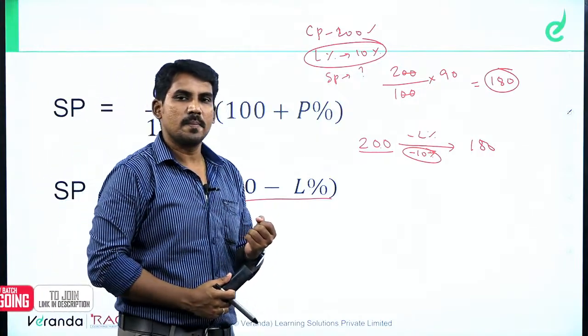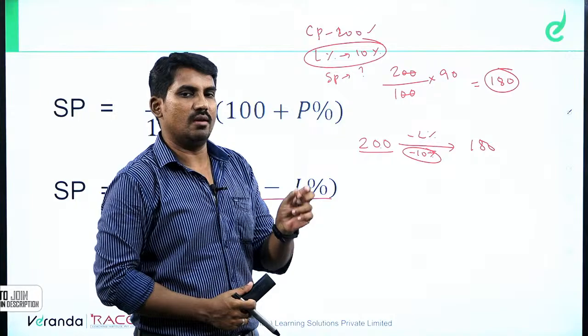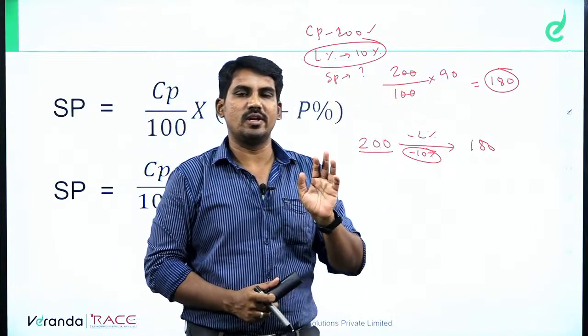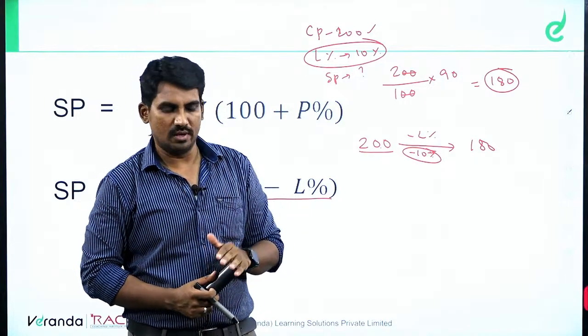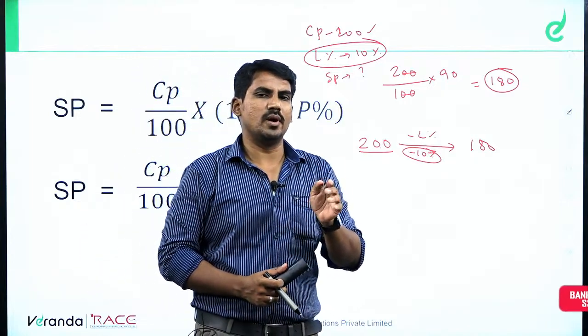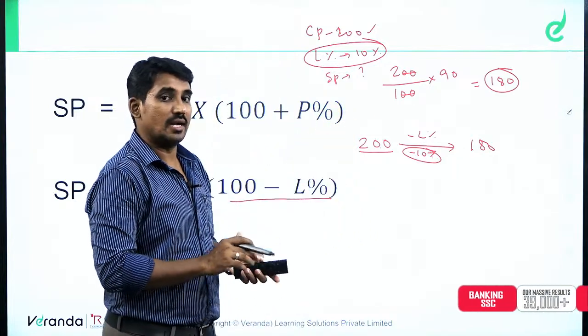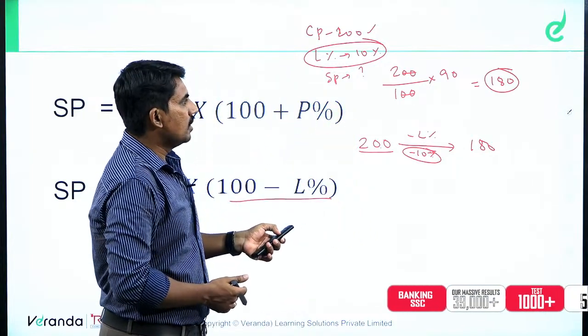But first study with the 100 is CP. What is 120? Profit 20% given, what is 120? You will get SP. Last 20% loss given, 100 is CP, what is 80? You will get SP, right? Understand like that, okay, right?